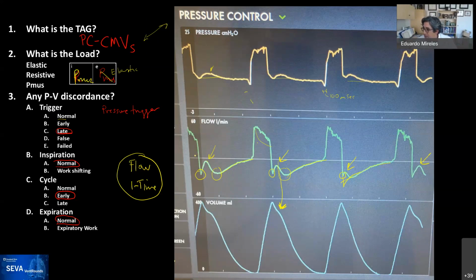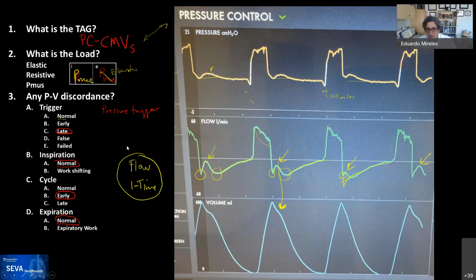Breath stacking, yes. So multiple trigger, right? So actually he almost achieved it here. And one of the potentials is that the reason he's on pressure is that before, he or she or they were double triggering the ventilator, so having multiple triggers because of this early cycle, and then they decided to change them to pressure to try to avoid that from happening. That could be one of them.